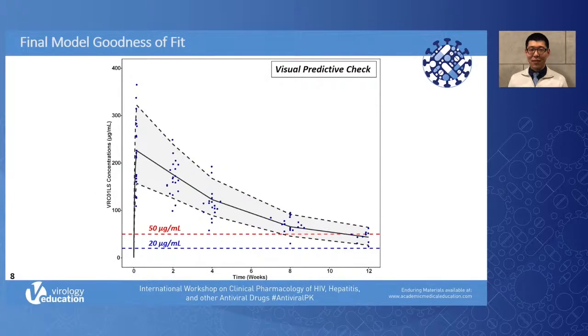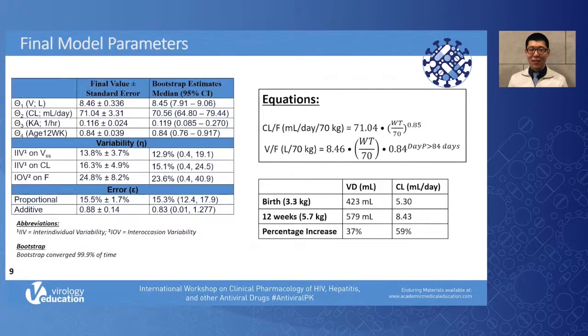Here we have a visual predictive check where we simulated a single 80 milligram dose in infants. The dashed line here represents a 95% confidence interval of the simulation. The red line here is the PD target of 50 micrograms per ml, and the blue is 20 micrograms per ml. The blue dots here are the raw concentrations, and they fall reasonably within the confidence interval, indicating that the model is adequate. The final model parameter values are displayed in the table shown on the left.